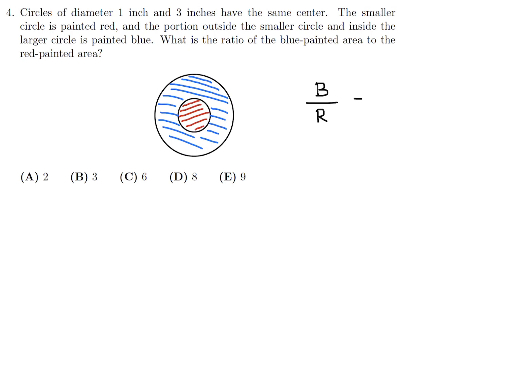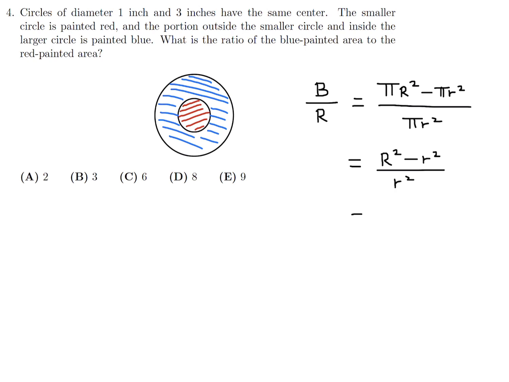Okay, so the blue area is the big circle minus the small circle. So I'm going to use big R and little r. And then the red part is just the area of the small circle. And that's it. Now we have to make sure that we plug in the correct values for the radius. Before I put in values for radius, I notice that the pi's all cancel. So this just becomes big R squared minus small r squared over small r squared.